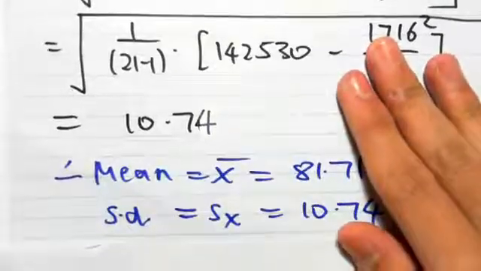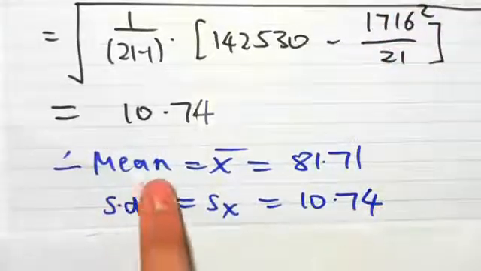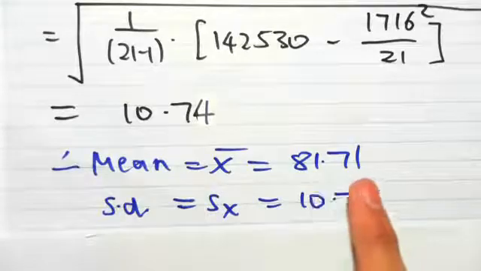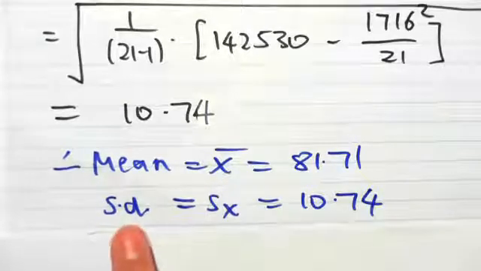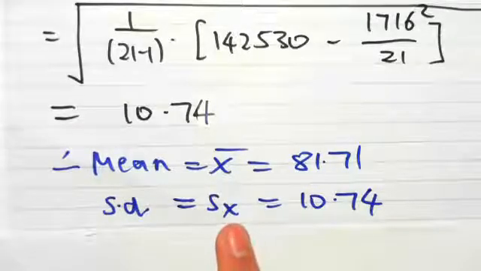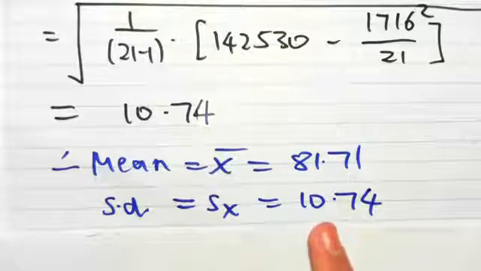So then we can conclude that our mean of this data set is 81.71, and the SD, the standard deviation, or Sx, will equal 10.74.